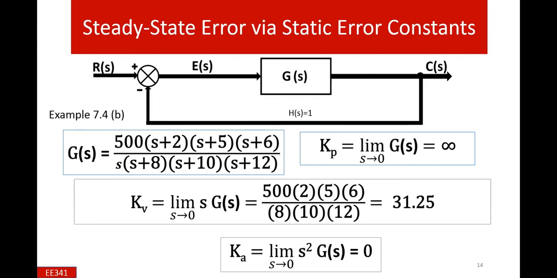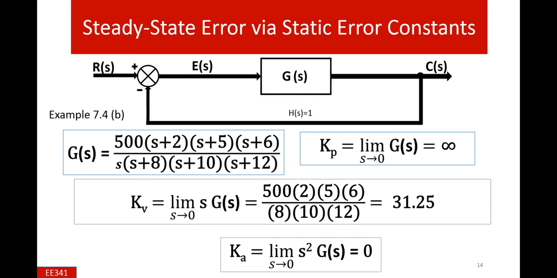So let's take the second part of the example. In the second part, we have almost a similar transfer function. For example, we have a constant value 500, and there is one zero at -2, a second zero at -1, and a third zero at -6. All the zeros lie in the left half plane. Similarly, there are four poles. Instead of three poles there are four poles, but the interesting case here is that one pole is at the origin.